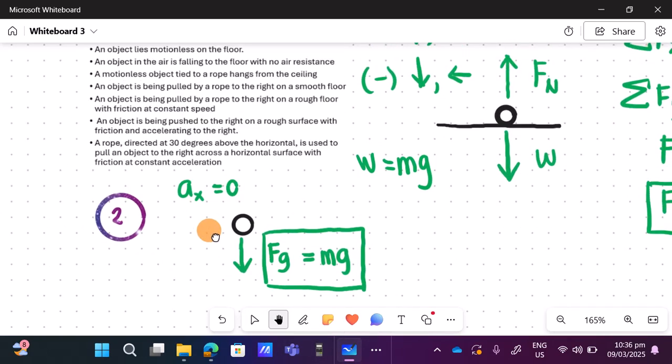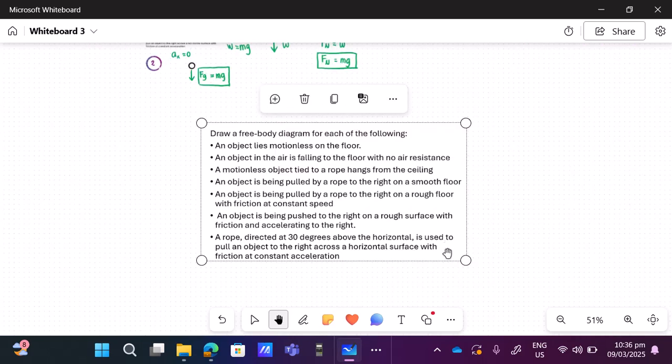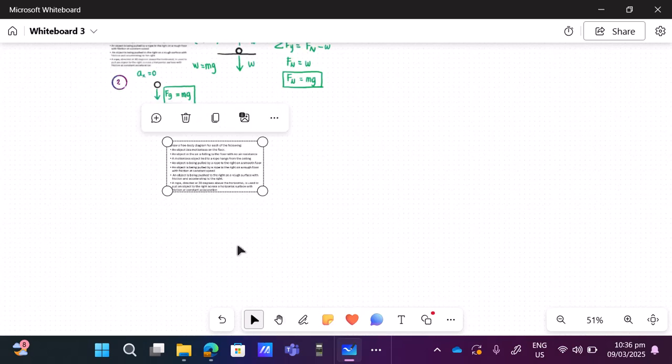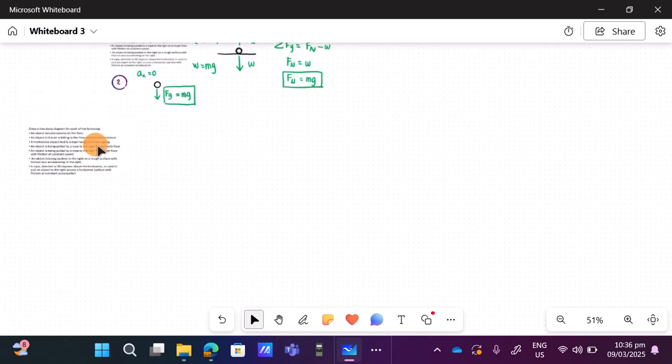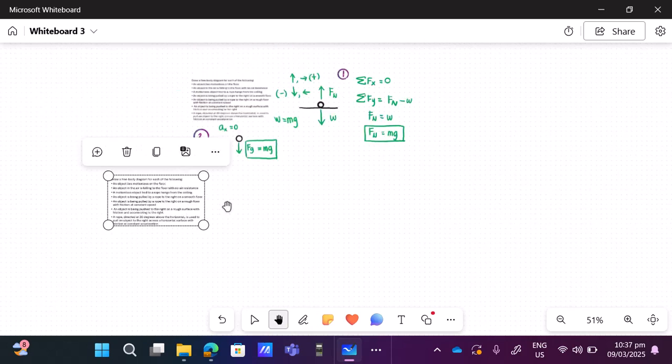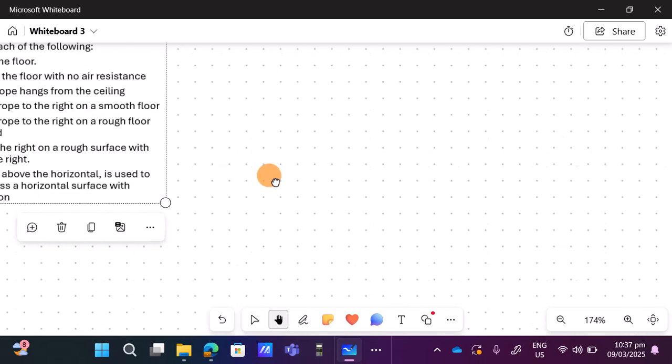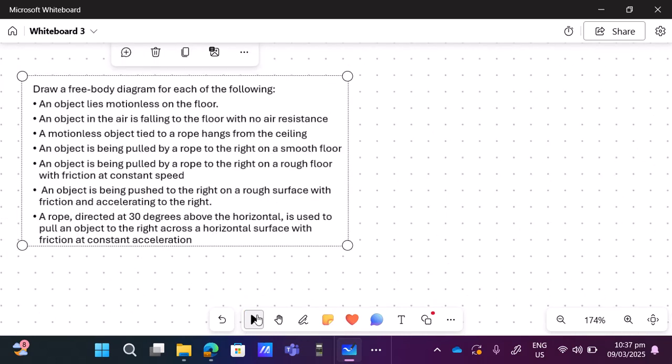Now we're down to number 3. A motionless object tied to a rope hangs from the ceiling. Okay, so we have here, so let me copy. Okay, it's big. So a motionless object tied to a rope hangs from a ceiling. So we already have here an additional component, and this is the rope.